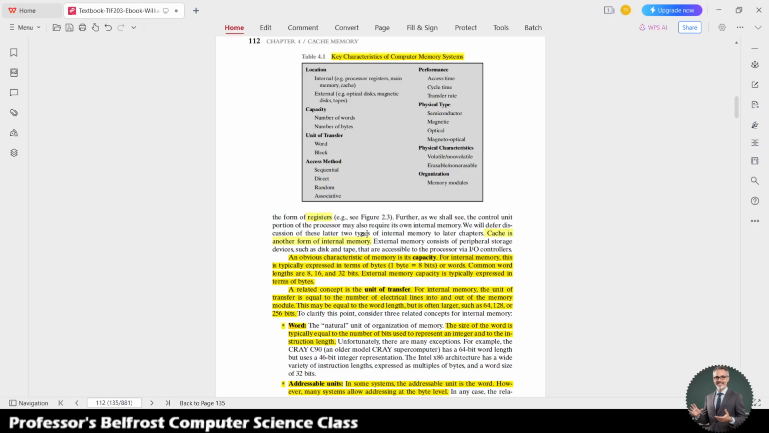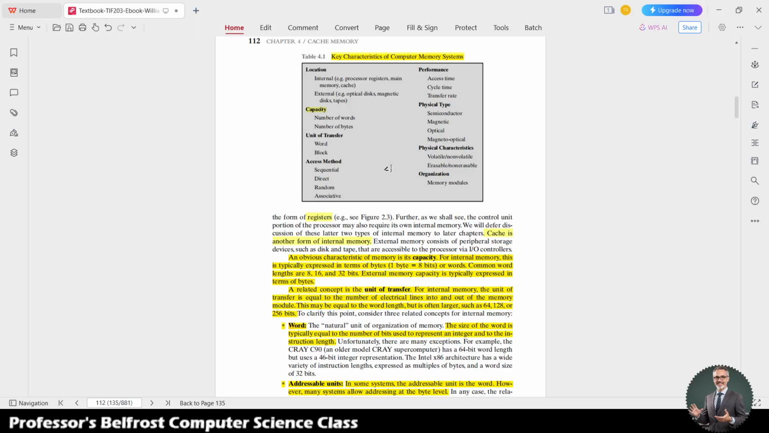This is the summary. The obvious characteristic of memory is capacity. For internal memory, this is typically expressed in terms of bytes, where one byte equals 8 bits, or sometimes it can be expressed in words. But actually there is not only one definition of word. We have discussed word before, when we were dealing with processors. The actual word length is very dependent on the machine that we are discussing. It is sometimes 8, sometimes 16, and sometimes 32 bits. External memory capacity is typically expressed in terms of bytes.